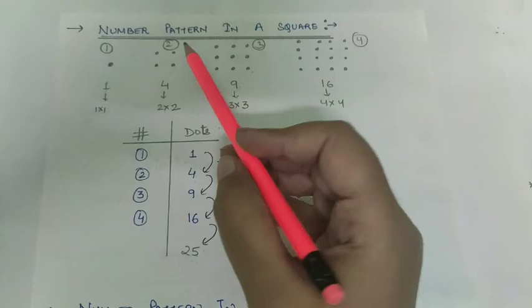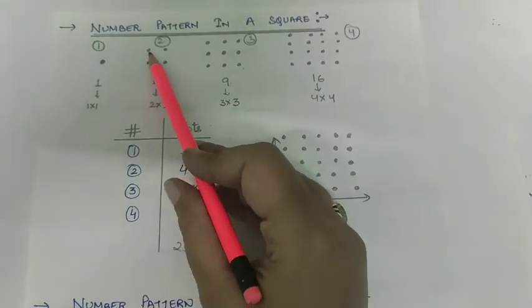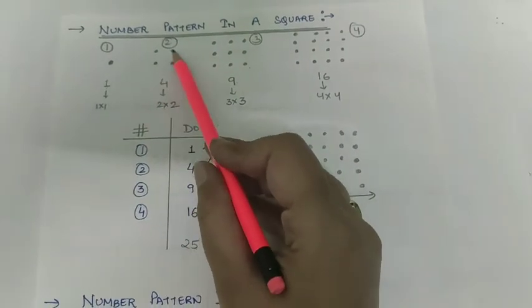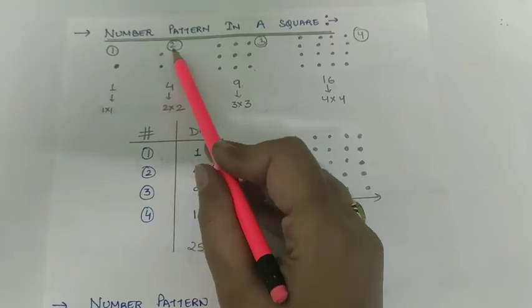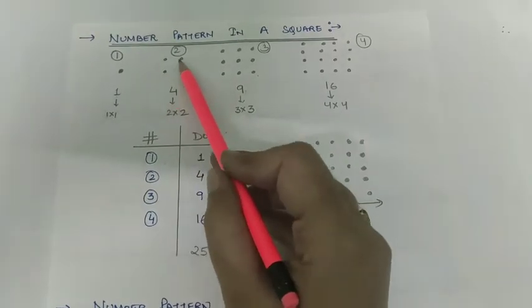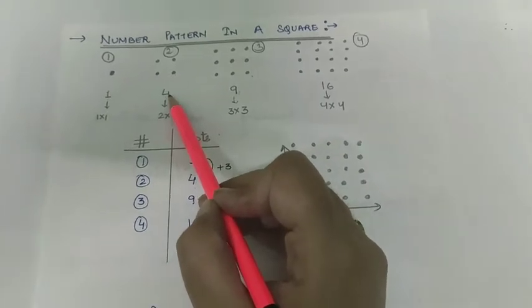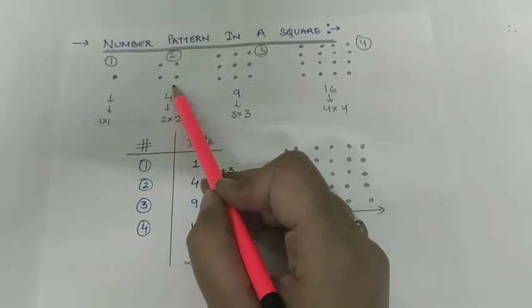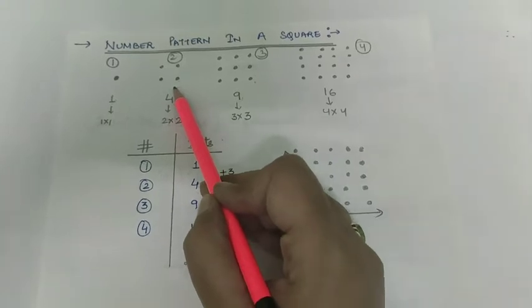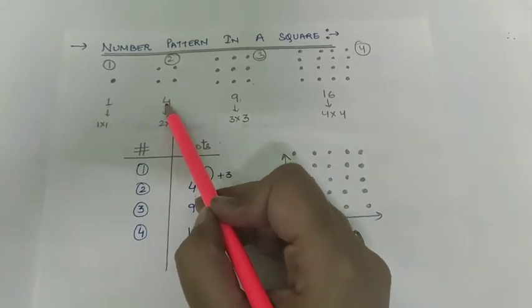Okay. Then in our second pattern, to make another square, I need 4 dots, that is 2 horizontally and 2 vertically, like this. So it has 4 dots. How can I get 4? Whole number 4 is our another square number. So it is 2 into 2, I am getting 4.